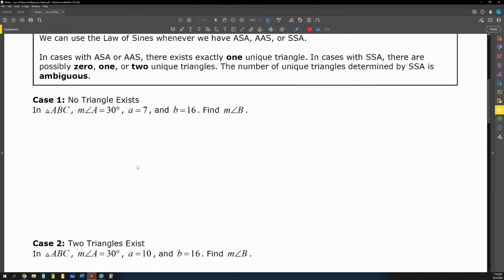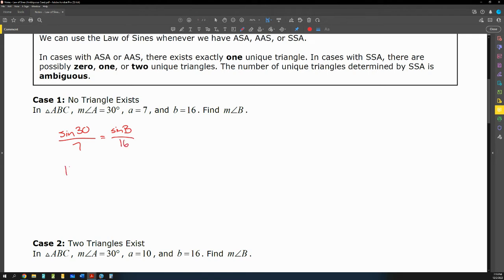So let's consider the first case where no triangle exists. So given triangle ABC where the measure of angle A is 30 degrees, side length A is 7, side length B is 16, find the measure of angle B. So to set up the law of sines, we have sine of A over A equals sine of B over B. So sine of A is sine of 30 degrees, and then over side length A, 7, equals sine of B. Well, we don't know what B is. That's what we're solving for. And then over side length B, 16.